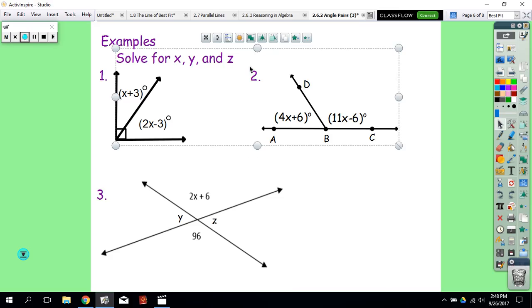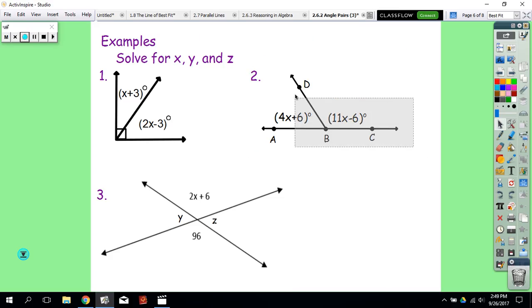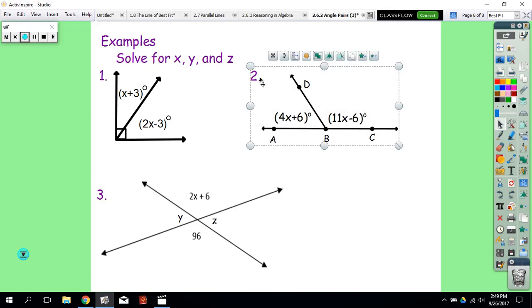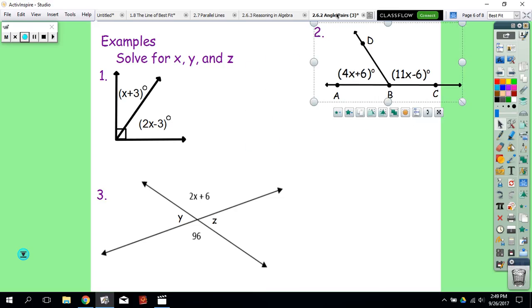I'm going to slide this up a little bit so that I have a little bit more room to write for this. So what I'm going to let you guys do is pause the video for just a second, and I would like for you guys to put these three examples into your notes. So make sure that you draw out the picture and that you have all of the expressions here that represent all of the angles.